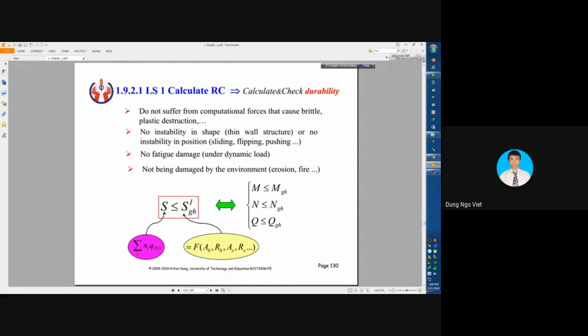So for limit state 1, to calculate reinforced concrete, we calculate and check the durability, and we ensure it does not suffer from computational force that causes brittle failure or destruction. No instability in shape, for example, instability in shape of thin wall structures, or no instability in position, for example, sliding, flipping, or pushing. And no fatal damage under dynamic load, or damage by the environment, for example, erosion or fire.